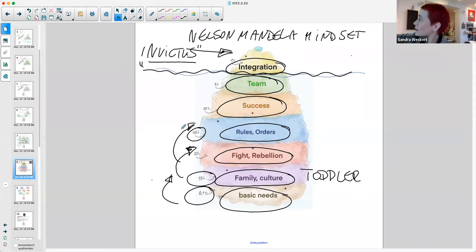And then the next level is the orange level, being successful in whatever you do. It's not important what the rules are or what the orders are or what the law says.